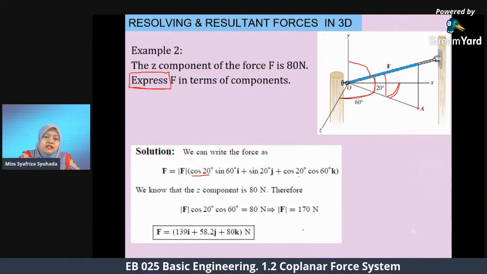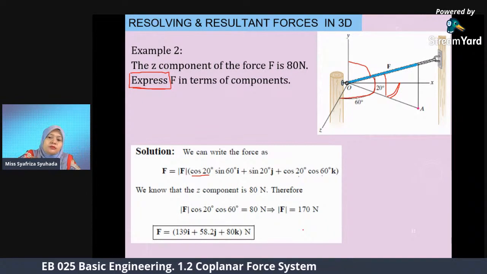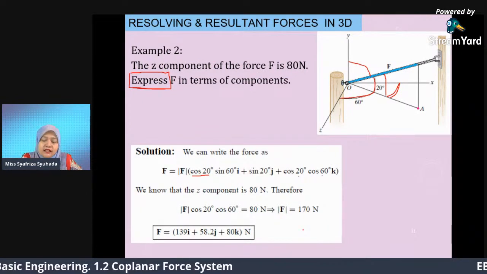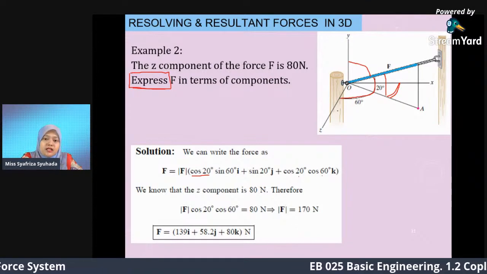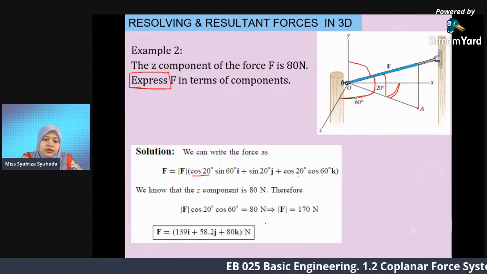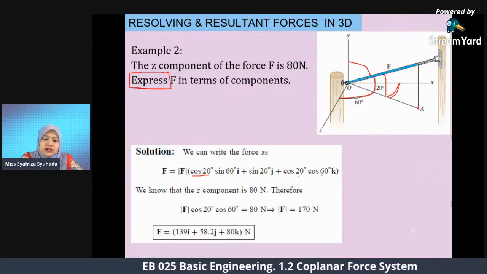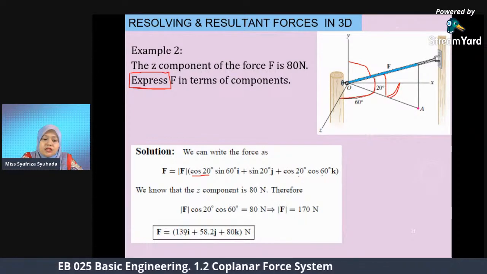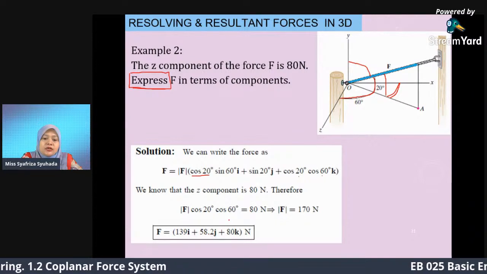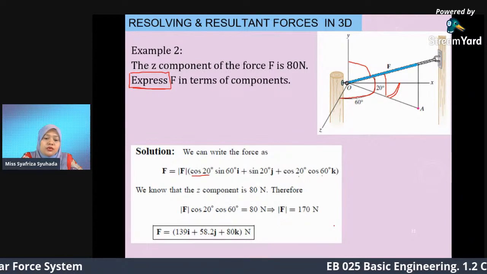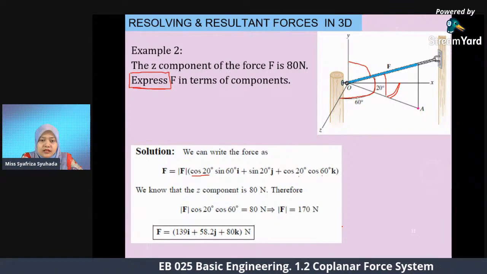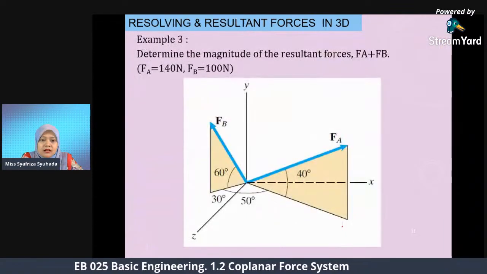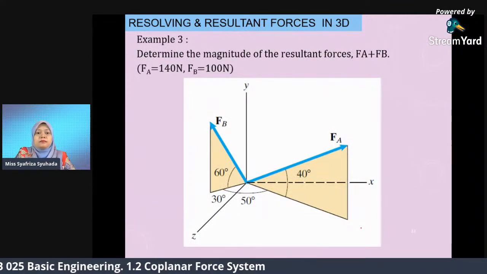Katakan cuma diberi force pada paksi X dan Y dan tiada force pada paksi Z. Macam juga 2D, jika K is 0, kita still kena tulis. Contohnya example 139I plus 58.2J plus 0K. So walaupun 0K, still kena tulis. Okay, kena ditulis.